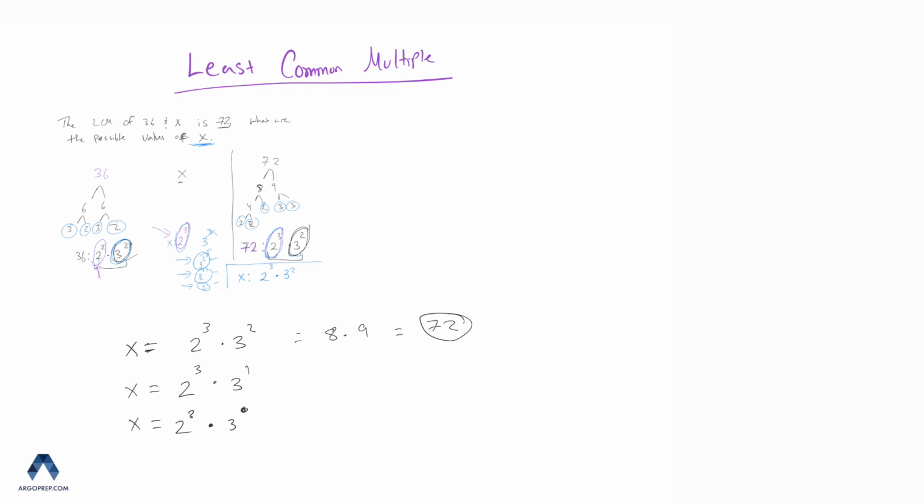How about the second possible value of x? I have 2 to the third power. 2 times 2 is 4. 4 times 2 is 8. 3 times 1 is 3. 8 times 3 is 24. That's another possible value of x. How about the third one? Sorry, the third one is going to be 2 to the third, which is 8 times 3 to the 0 power, which is just 1. 8 times 1 is 8. And these are the possible values of x.